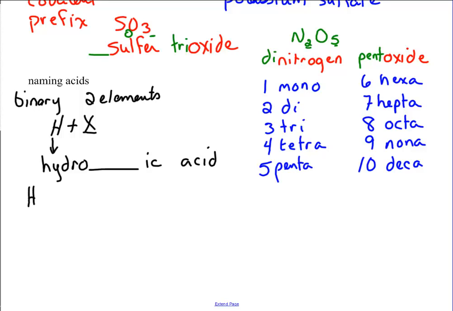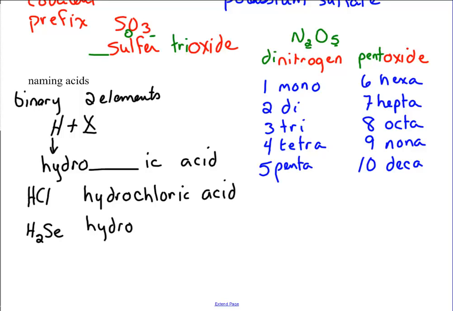So if I have HCl, I have hydro. My element nonmetal is chlorine, so it's chloric. If I have H2Se, again hydrogen, and the nonmetal selenium, it's going to be hydroselenic, so that's selenic.